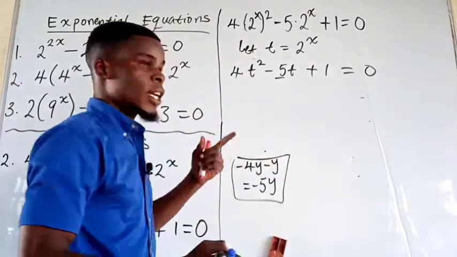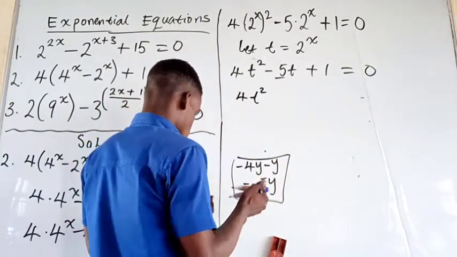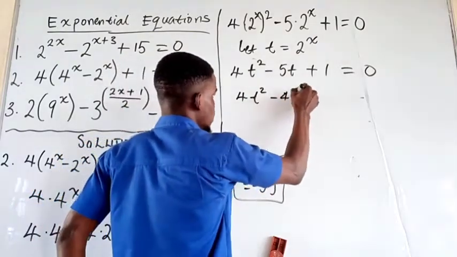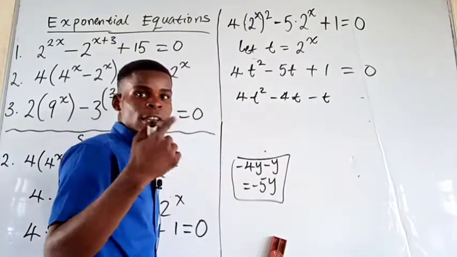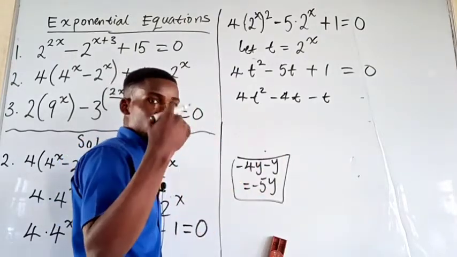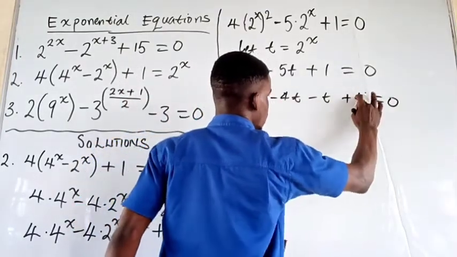So this is how we would like to rewrite this. We would like to write it as 4t squared, and in place of this negative 5t, we will replace it with negative 4t and negative t. Remember, there were negative 4 and negative 1. So we will just multiply t to each of them: negative 4t and negative t. And we add 1 to that, we equate this to 0.